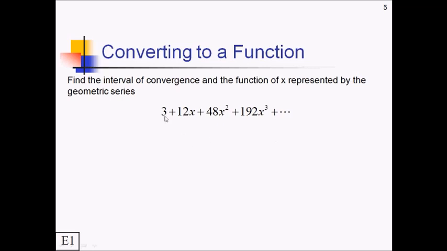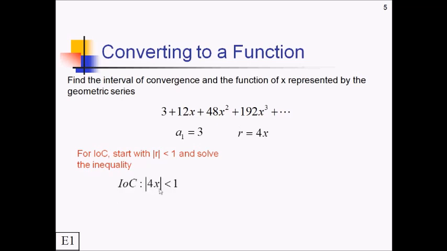All right, so for the a1 value, we had 3. For the r value, 12x divided by 3 is 4x. And you'll notice we just keep multiplying by 4x over and over again. So now to get the interval of convergence, you're just going to take your common ratio, put it inside the absolute value, and force that to be less than 1. So we're just going to start with absolute value of r less than 1, and then solve that inequality. So we've got absolute value of 4x less than 1.